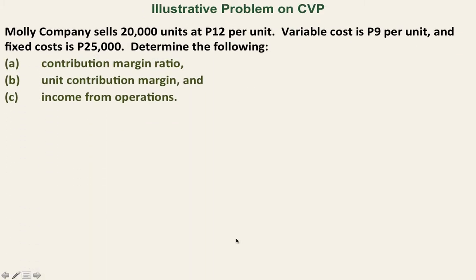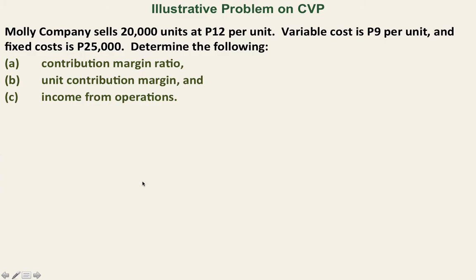So let us have an illustration. This is just a basic problem of CVP. Molly Company sells 20,000 units at 12 per unit. Variable cost is 9 per unit and fixed cost is 25,000. Determine the following: contribution margin ratio, unit contribution margin, and income from operations.